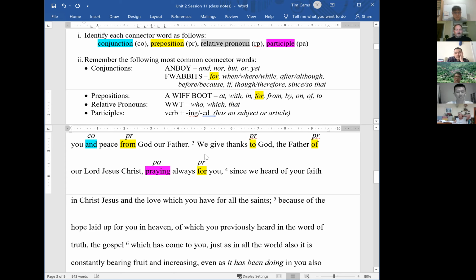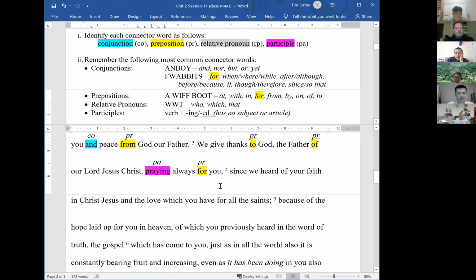So anyway, sorry, long explanation, but I just want you to be aware this word for pops up a lot. We're going to see this several times in this passage, where sometimes it will be acting like a preposition and other times like a conjunction. So the key is to just look for, is there a clause after the word? If there is, it's not a preposition. All right, any questions on that?